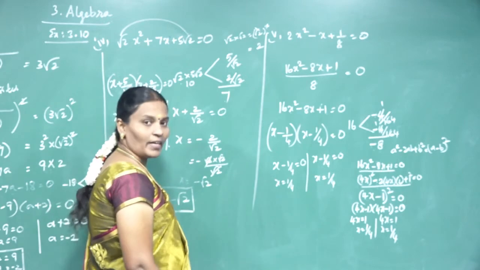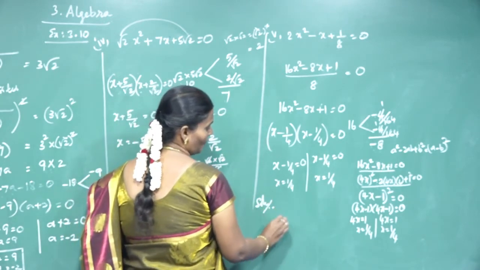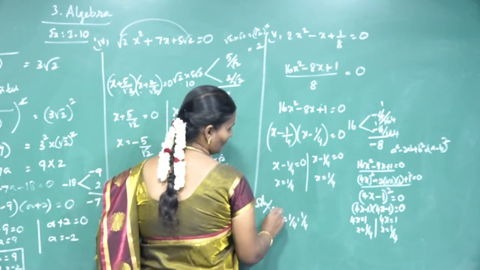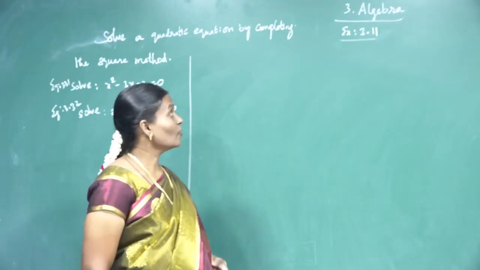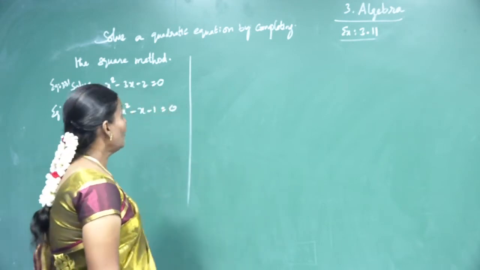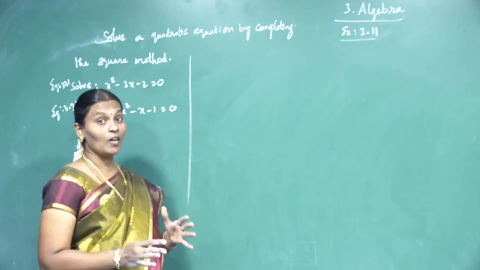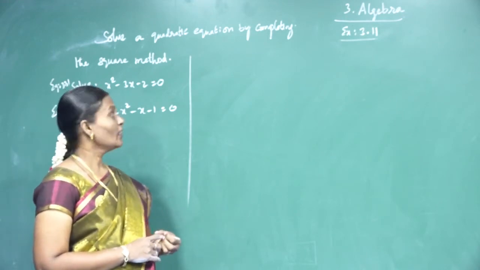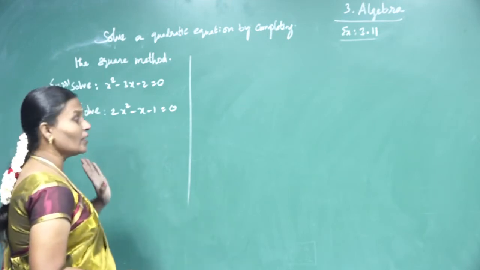So we can do it by any method. Therefore the solutions are x is equal to 1 by 4, 1 by 4. This is the solution. Understand, children? Now you see, children, exercise 3.11. Here we are going to see how to solve a quadratic equation by the completing square method. See some examples, example 3.31 and 3.32.